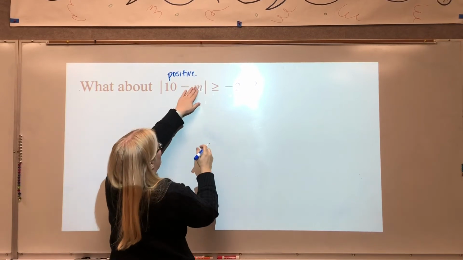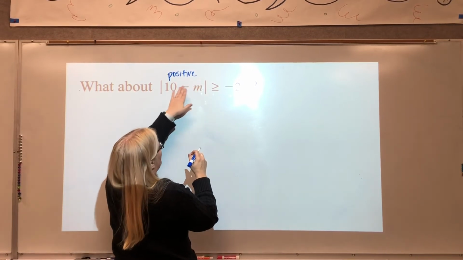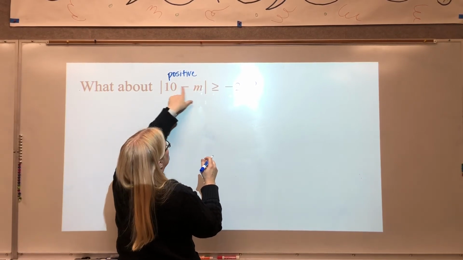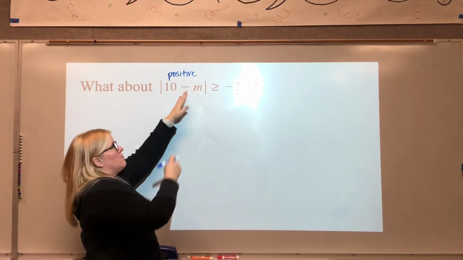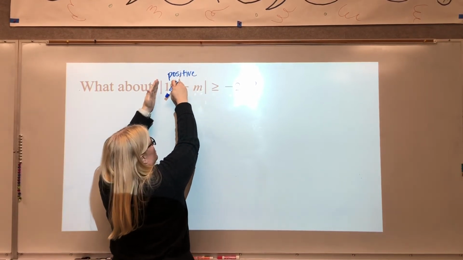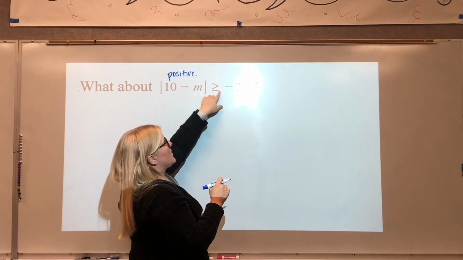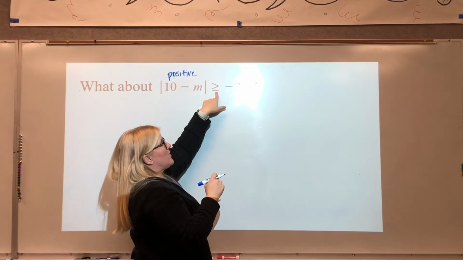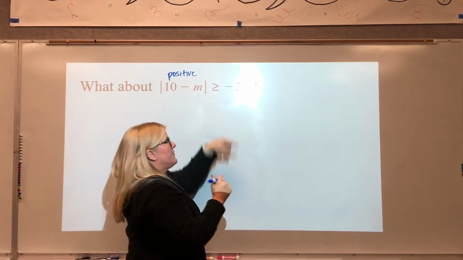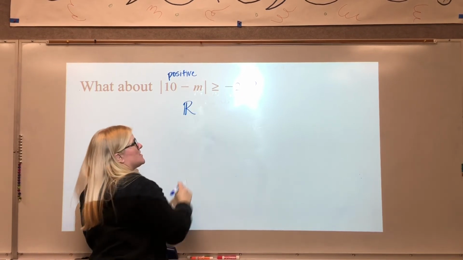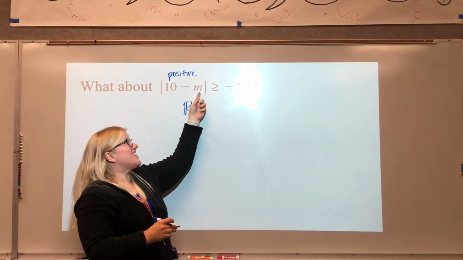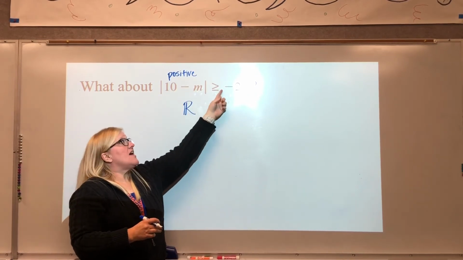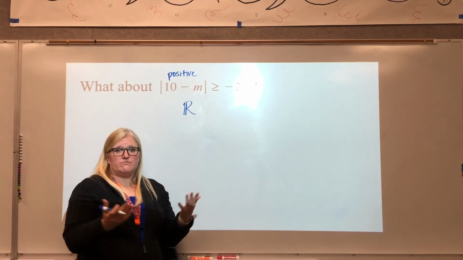So I could put in a negative 90. Well, that would make it a positive. I could put in 110, and this would be negative 100. But it's absolute value, so it's a positive, so it's 100. Is 100 bigger than or equal to negative 2? Yes, any positive number is bigger than or equal to negative 2. So the answer to this one is all real numbers. I can put in anything I want there. It's going to be positive when I take it out of the absolute value signs, and that's going to be bigger than negative 2. Anything will be.